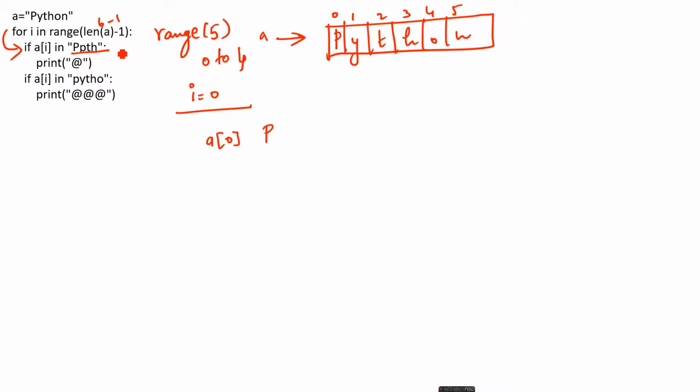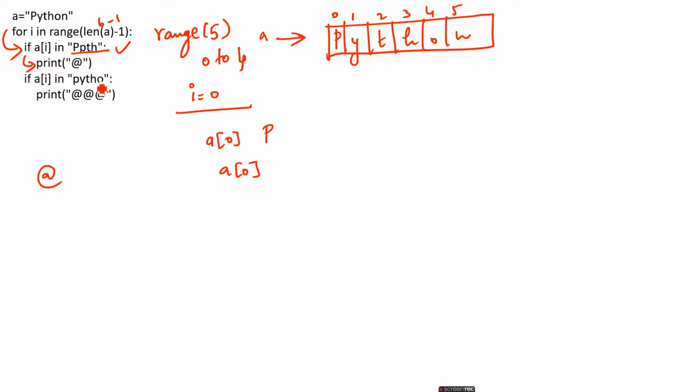The condition is true. So what we have to print? We have to print @. Now it is an if statement, not elif. So if statement is there, even if the condition is true or false, we have to check the next condition. So again one if condition, if A of i, that is A of 0, whether A of 0 in PYTHO.